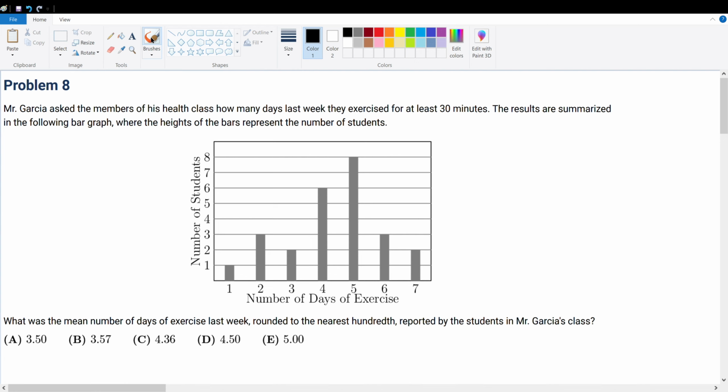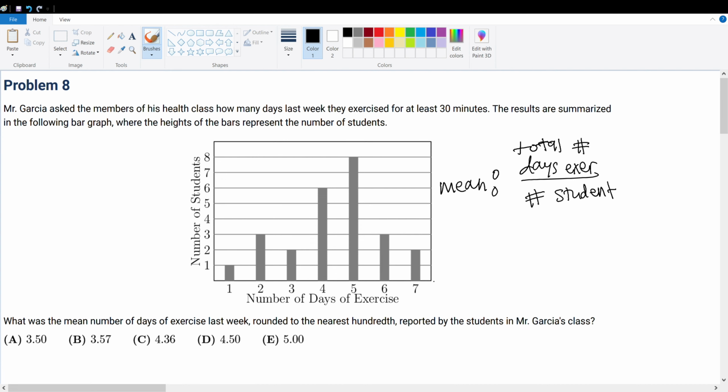in Mr. Garcia's class? So basically, we're just trying to find the average number of days that were reported by each student. So therefore, to find the mean, the mean in this case will be equal to the total number of days that they exercised divided by the total number of students. Because then that tells us the average number of days that each student reported, and that's what the question wants. So let's solve for the numerator first.